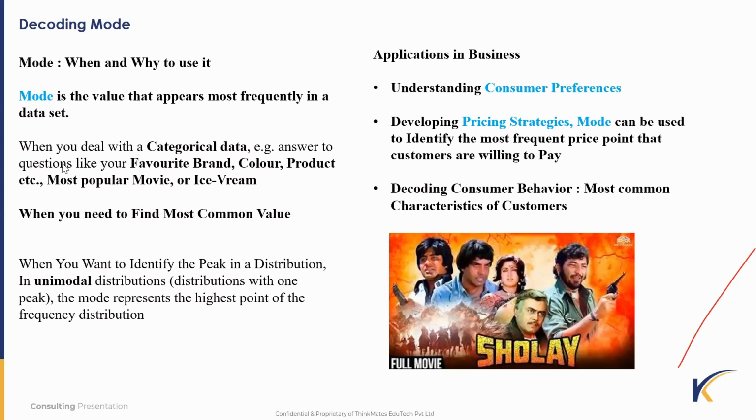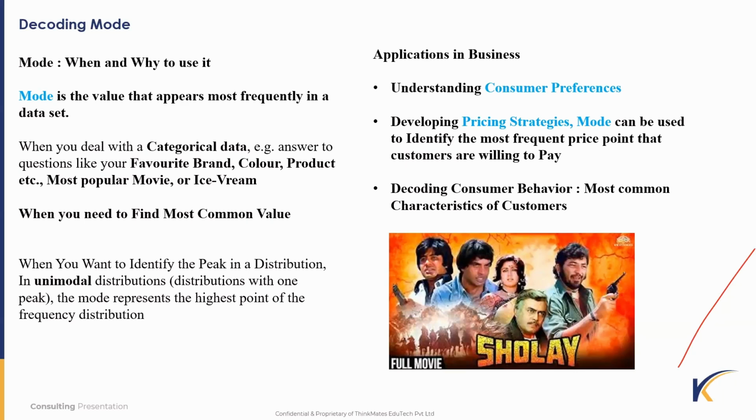It's not quantitative. For example, if I ask you a question, what is your favorite brand? Or what is your favorite smartphone? Or your favorite color? Or your most popular movie? Or your favorite ice cream? Let's say I collect it from 100 students who have joined this webinar. I asked this very simple question, what is your favorite movie? From 100, the value that appears most frequently is nothing but mode. The most frequent or most common value that you find in the answers is denoted by a concept called mode. So when do we use it and why do we need mode?